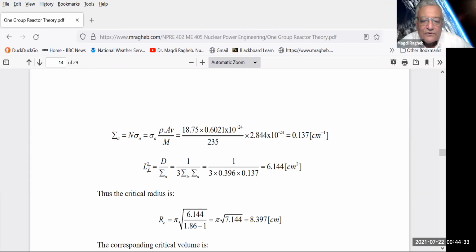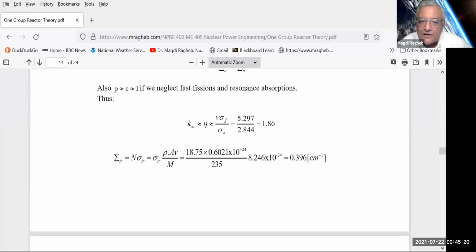So L squared for the fast neutrons is D over sigma A, and the sigma A is the number density of the uranium, 18.75 divided into 235 multiplied by 0.6 10 to the 24. I've approximated the mass of uranium here as 235, and we are given the absorption cross-section. So you find that the macroscopic absorption cross-section is 0.137 centimeter minus 1. And L square is D over sigma A. It is 1 over 3, the transport macroscopic cross-section, over the absorption macroscopic cross-section. So L square is 6.144 centimeter square.